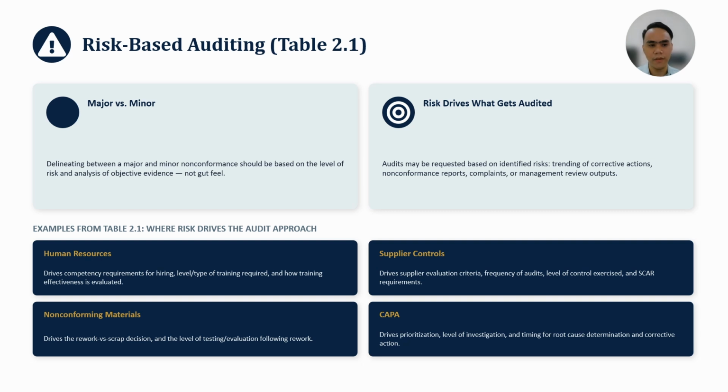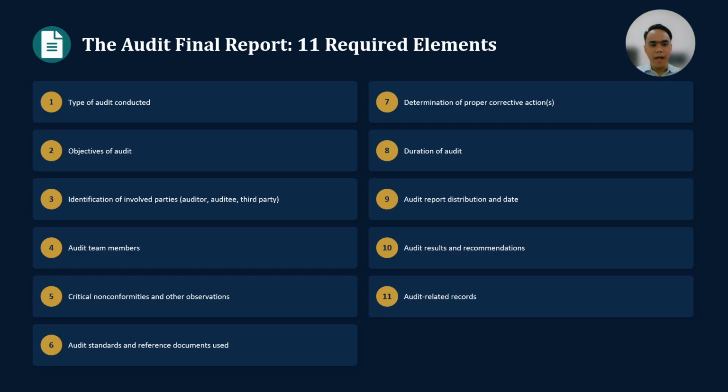And the pattern across all of them is the same. Risk level determines how much scrutiny, how much documentation, and how much control is applied to the specific element of the quality system. A final report is submitted to the client indicating the facts of the audit and conclusion regarding the ability of the subject system, elements, process, or product to achieve quality objectives.